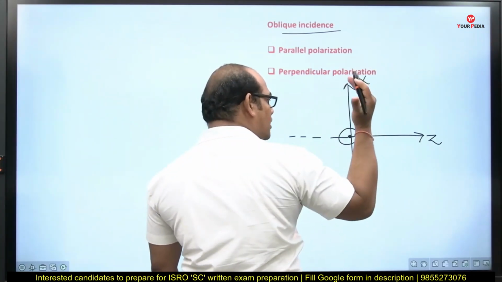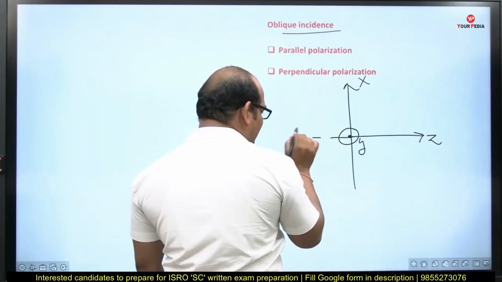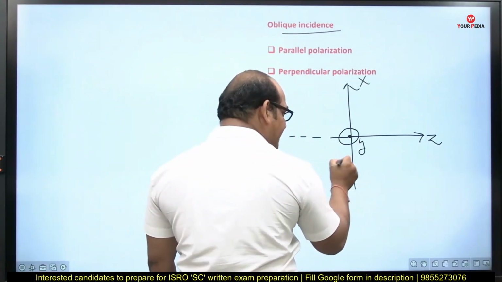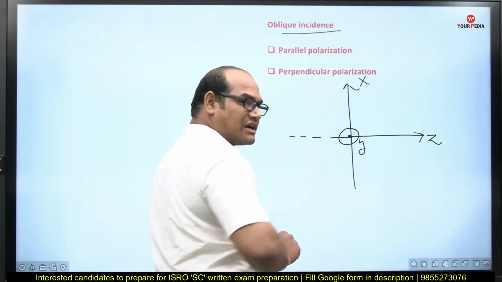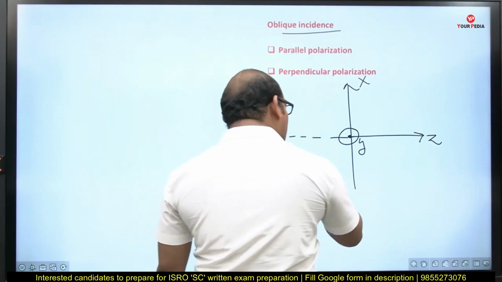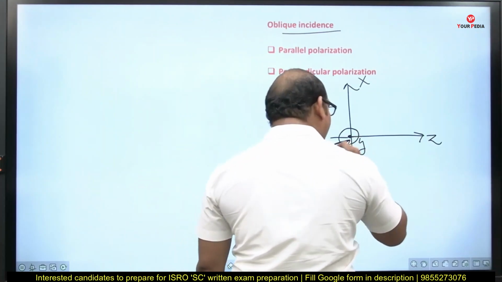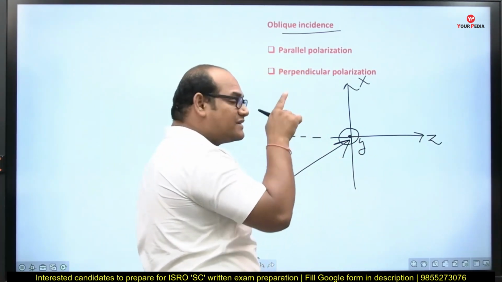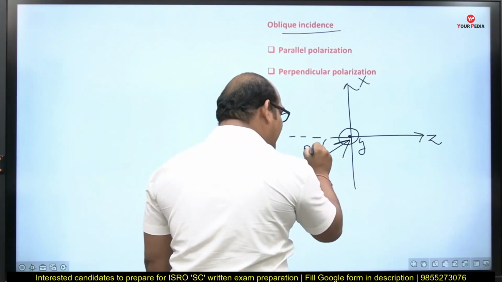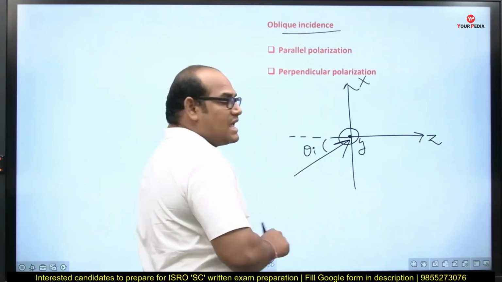Or the boundary. Previously our electromagnetic wave is incident in this manner, that means it makes theta equal to 0 with the normal to the interface. But in case of oblique incidence, the electromagnetic wave should make a certain non-zero angle with the normal to the interface, not with the interface. That angle is theta i.